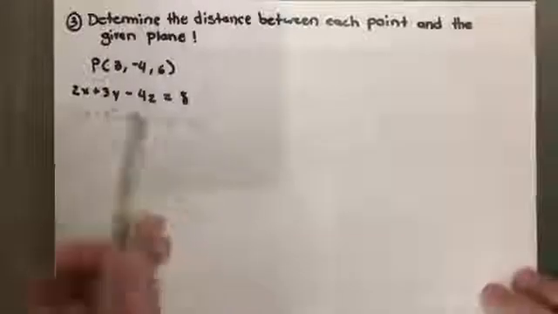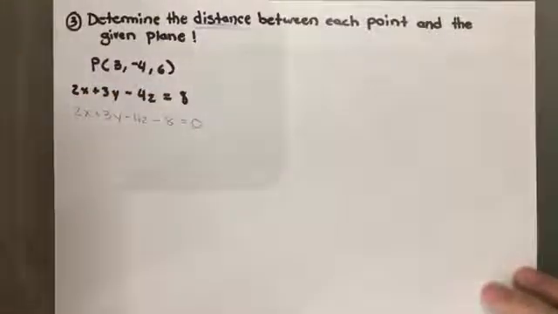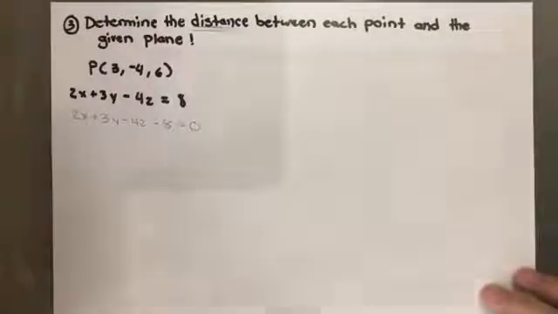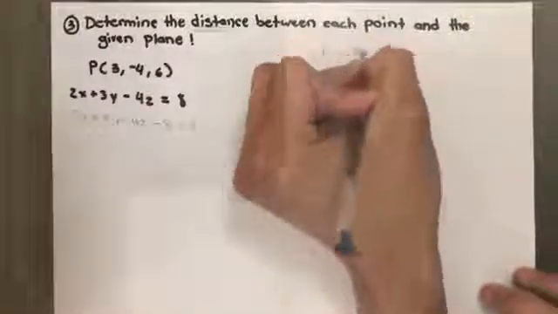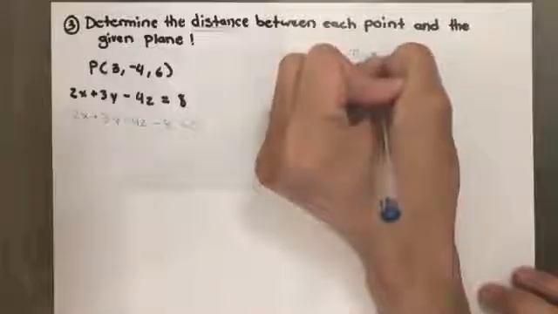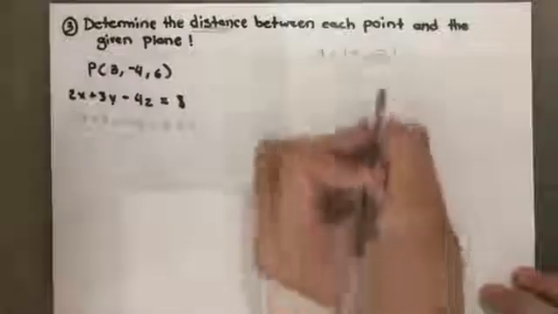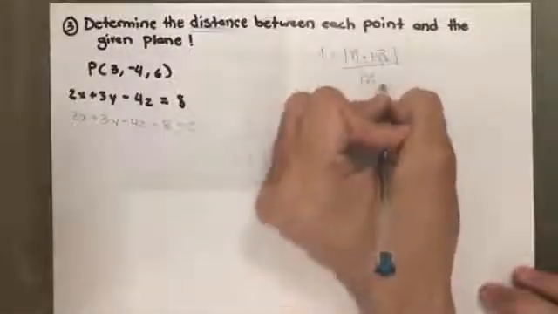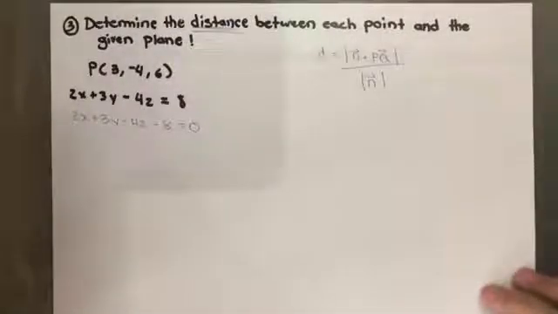Whenever you're asked to determine the distance, you're trying to determine the minimum distance. You're not going to take the longest route, you're going to find the shortest route possible. The formula for this is d equals the absolute value of the normal dot product PQ, over the magnitude of the normal. The reason for the absolute value is to make sure the number stays positive.